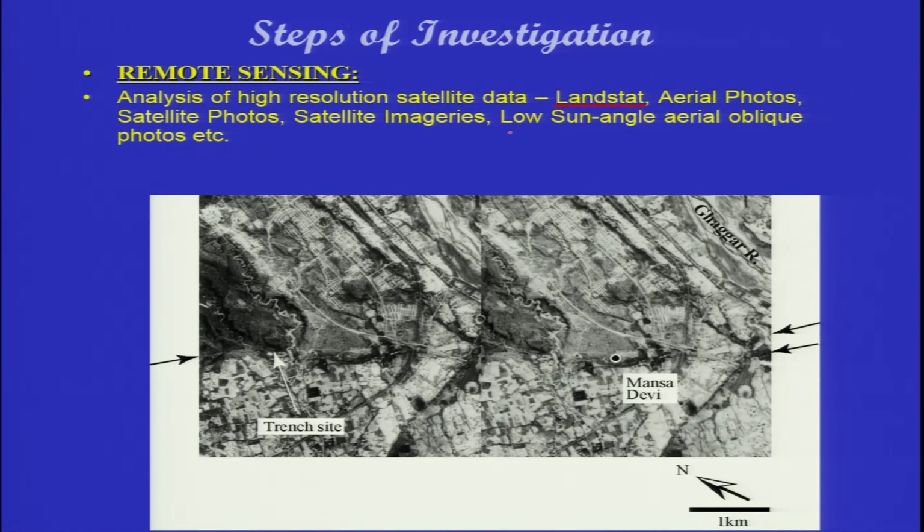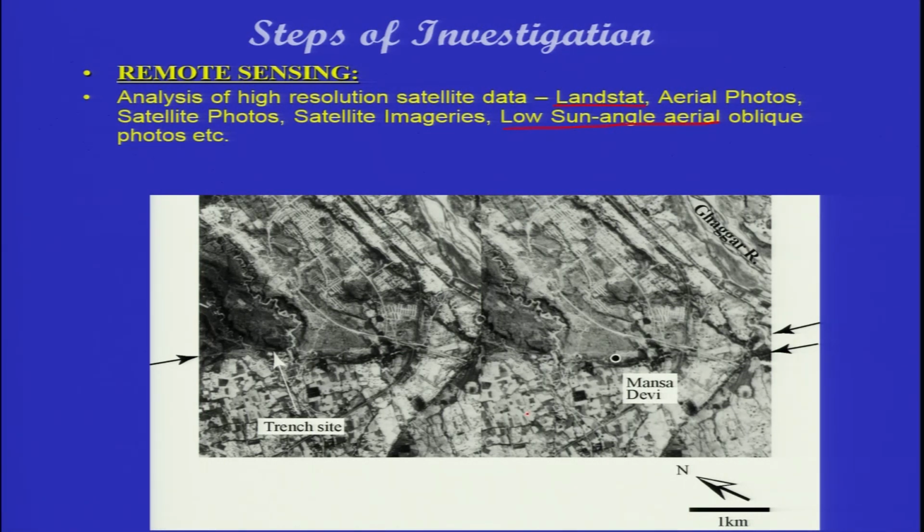So mostly, if you are having low sun angle aerial oblique photographs, then that can also help you in identifying the features. But this is going to be a very expensive affair. You can also have satellite photos or satellite images, high resolution, with stereo vision.